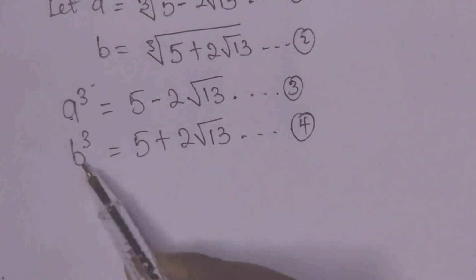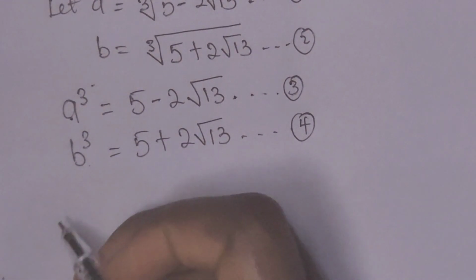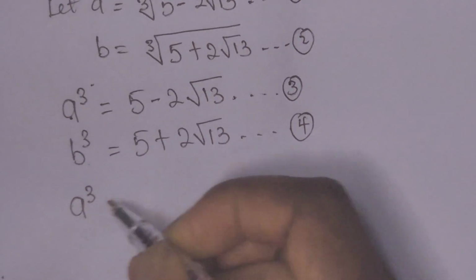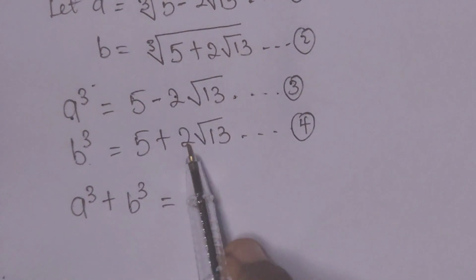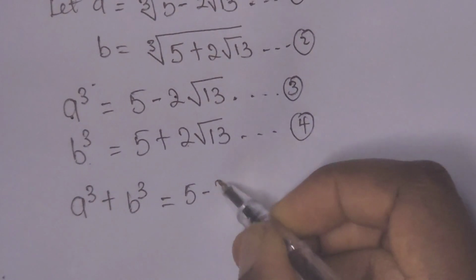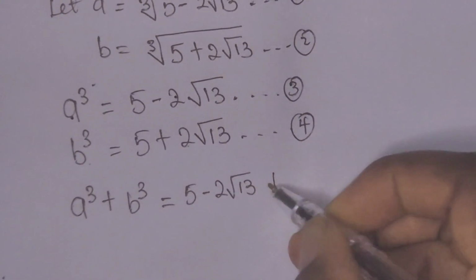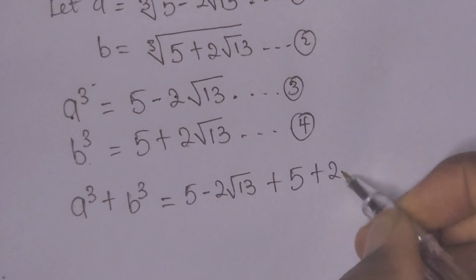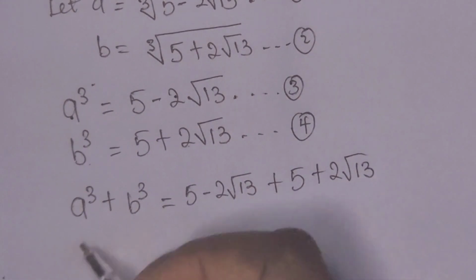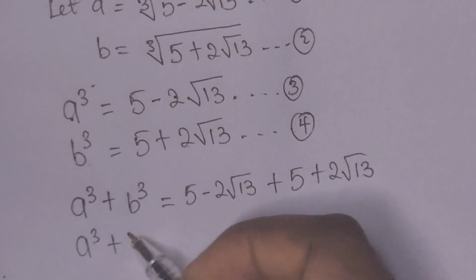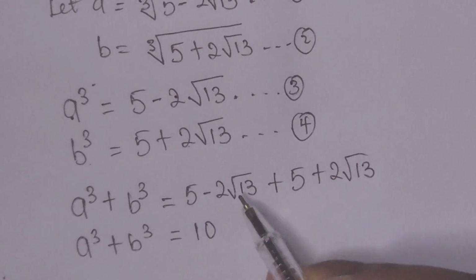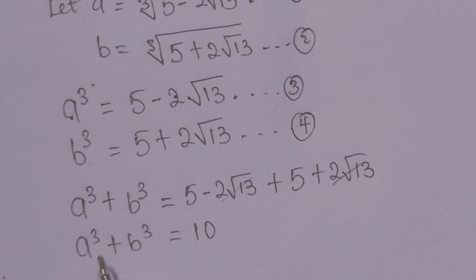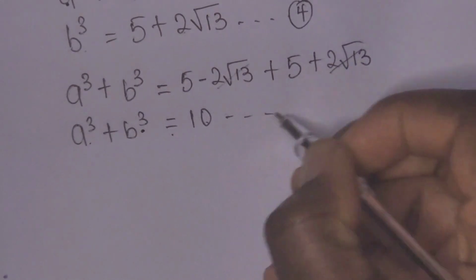Since we have a to the power of 3 and b to the power of 3, our a to the power of 3 plus b to the power of 3 will simply be equal to this plus this. So we have 5 minus 2 root 13 plus 5 plus 2 root 13. When we simplify, we have 5 plus 5 which is 10, and this will cancel out this. So a to the power of 3 plus b to the power of 3 is equal to 10. Let's name this equation 5.